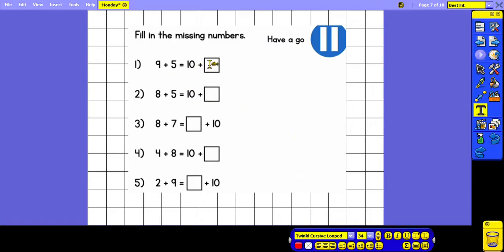9 add 5 is the same as doing 10 add 4. 8 add 5 is the same as 10 add 3. 8 add 7 is the same as 5 add 10. 4 add 8 is the same as 10 add 2. 2 add 9 is the same as 1 add 10.